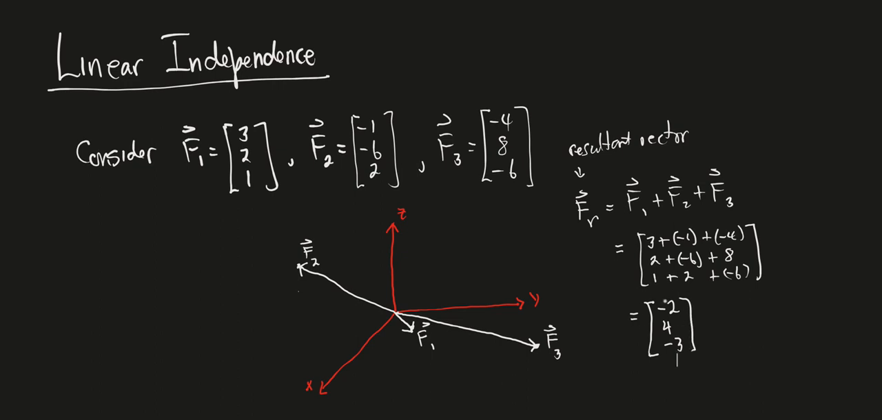So this resultant is not the zero vector. The zero vector is sometimes denoted like this, but in component form, it's just the vector where all the components are equal to 0. And clearly that's not what we have here, right? So these forces don't result in a zero vector when added together.